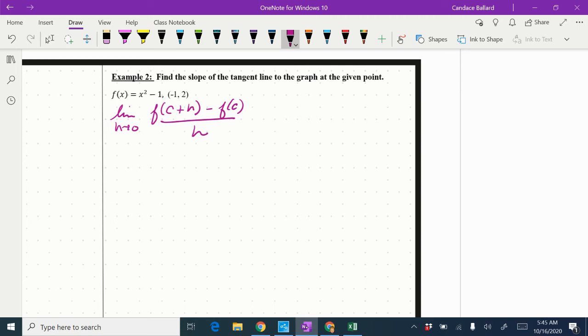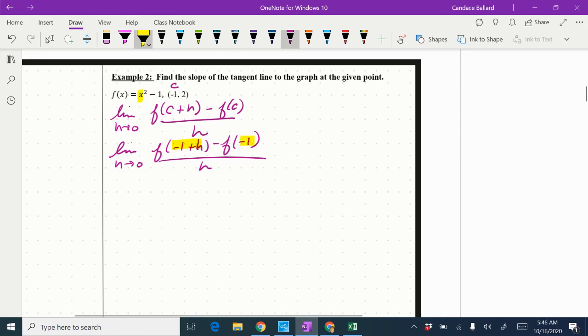Okay, so we know that our c value this time is -1, so I'm going to write it with the -1 in there. So limit as h approaches 0 of f of -1 plus h minus f of -1, write that so it looks like a minus, all over h. So now I just wrote myself instructions. I am taking this, and they're getting plugged into the x value here. So let's write that out.